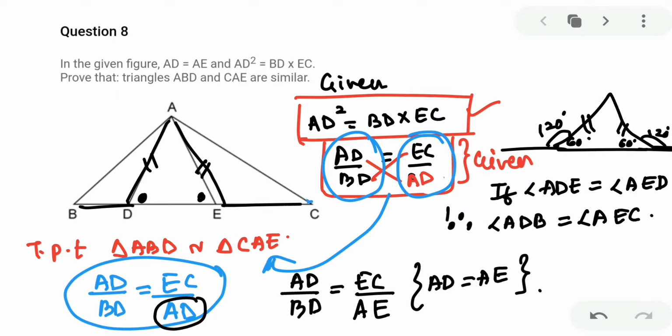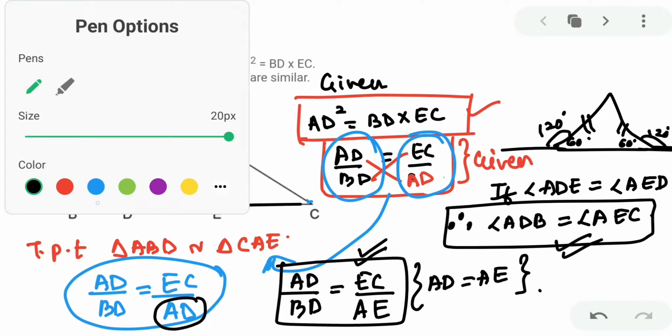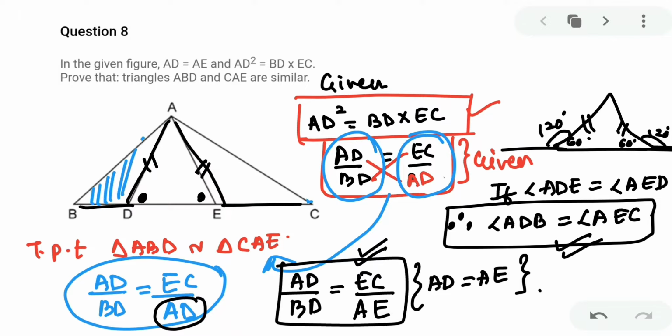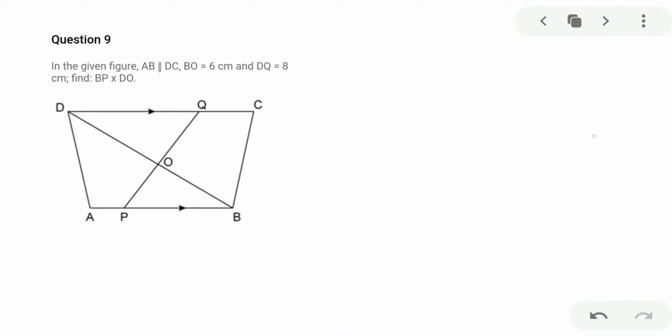Correct? So you got one reason as this and one reason as this. One reason matlab it comprises of two sides which are proportionate and in between angles. So can we say that the required triangles ABD and CAE are similar by SAS test, two sides and in between angle. So you can say therefore triangle ABD is similar to triangle CAE by SAS test. SAS test. Correct, kids? Let's go for next, kids.